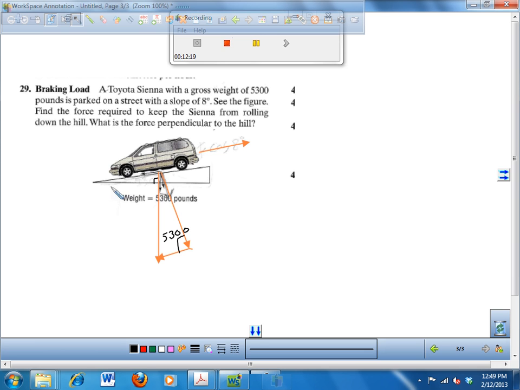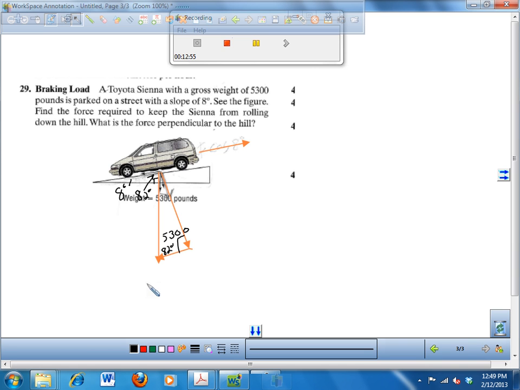Remember when they make a Z like this? See the Z? This and this are parallel to each other. So if this, they tell you, is 8 degrees, then what does this have to be? If that's 90, what does that angle have to be? 82 degrees, which means these alternate interior angles, that one has to be 82 as well.